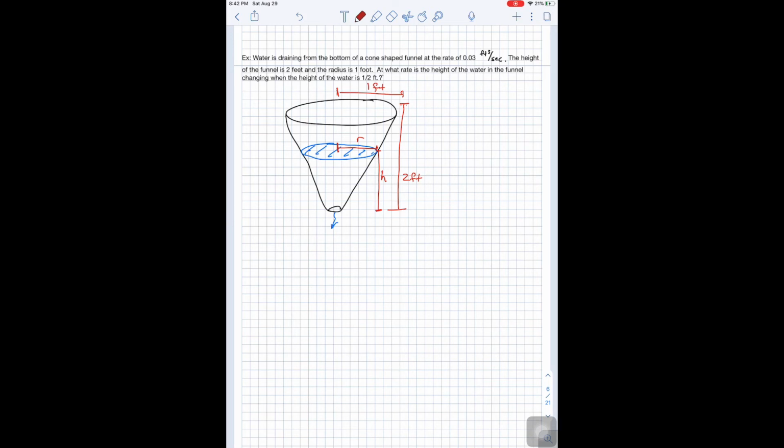So this cone's not changing. Okay, so that's why I can label it 2 and 1. But the water is, so they have to be R and H. Okay, let's figure out what information we have.